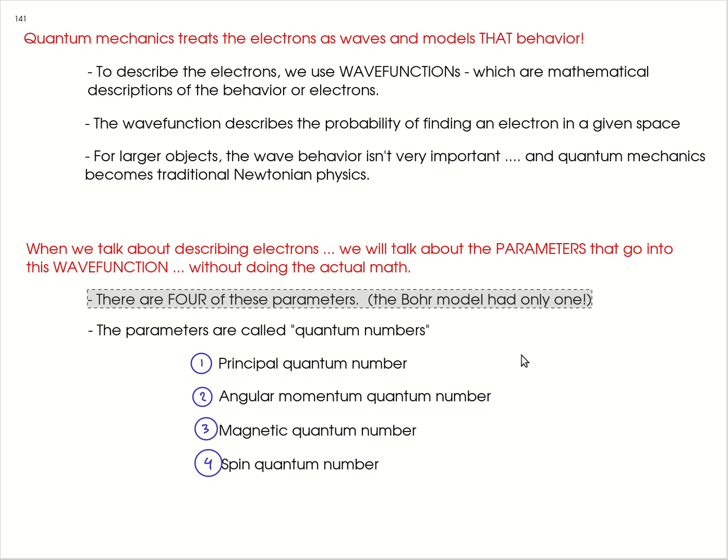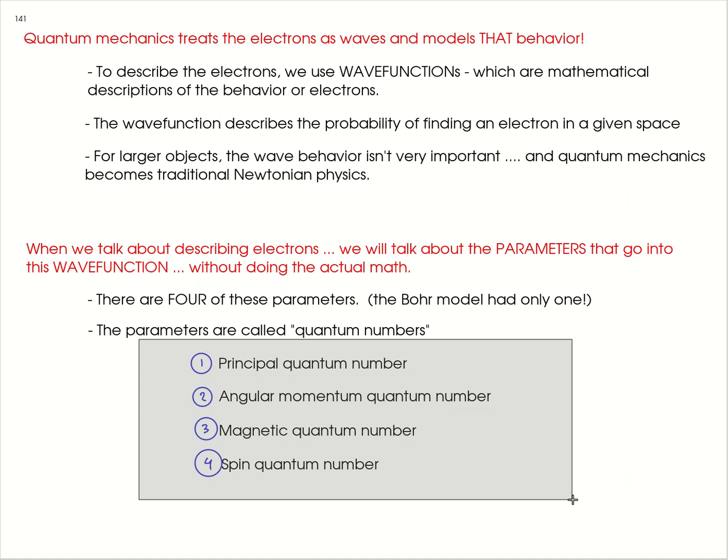Now, the original Bohr model only had one parameter. The only thing that mattered in the Bohr model was which energy level you were in. In other words, how far your electron was from the nucleus. That's all the Bohr model talked about. But in quantum mechanics, it's a little bit more complicated, as you might expect. There are four of these parameters that describe the electron. There's the principal quantum number, the angular momentum quantum number, the magnetic quantum number, and then the spin quantum number. These four together essentially identify where an electron is and essentially what its properties are going to be.